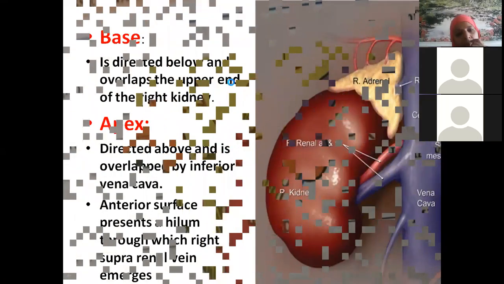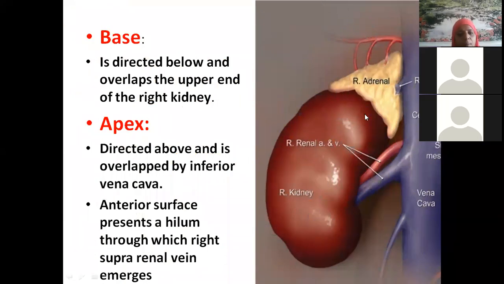Okay, see here, beta. So where is the base resting? It is overlapping the upper pole of the right kidney. Then the apex is directed above and it is overlapped by the inferior vena cava. So the anterior surface is presenting a hilum, through which you are finding the emergence of the suprarenal vein.